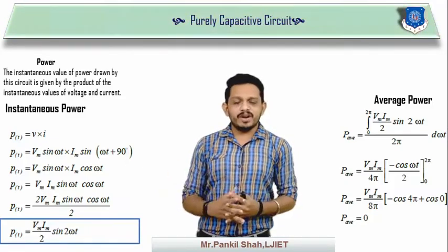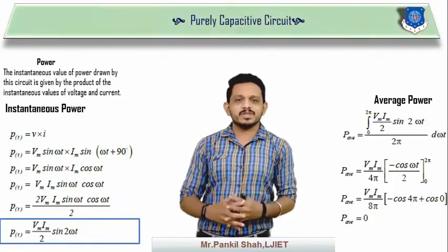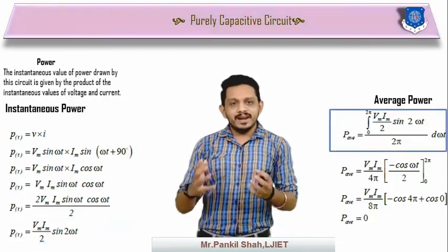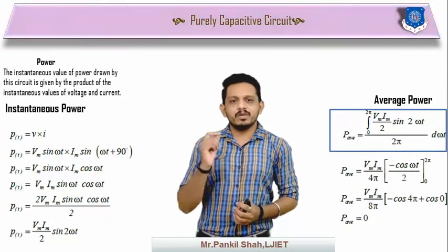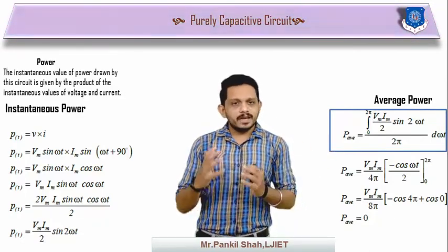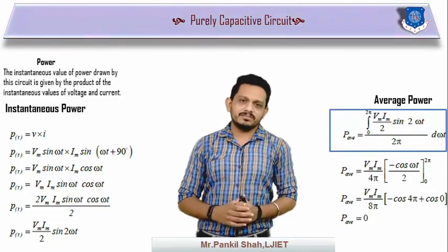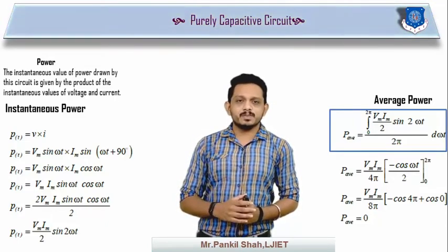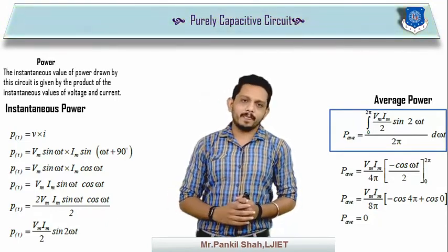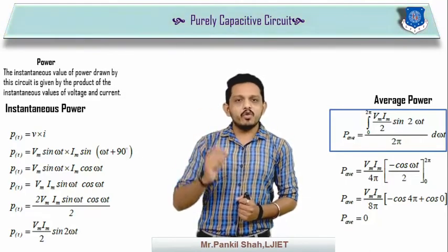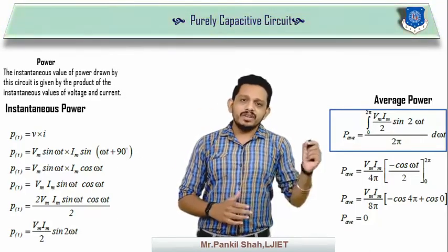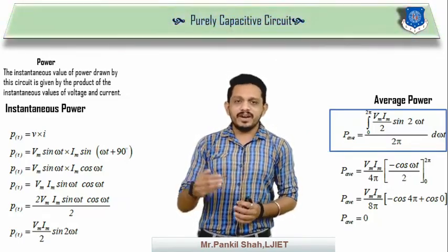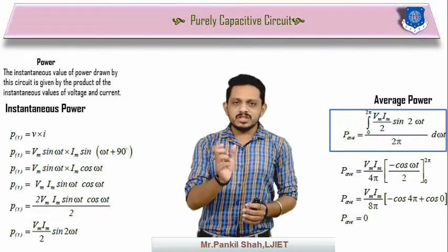But what if we want to find the average power consumed by this pure capacitive circuit over one complete cycle? For that, P average is equal to the integral of the instantaneous power. You want to find the power for one complete cycle, so you have to integrate the instantaneous power in the limit of 0 to 2 pi with respect to theta, divided by 2 pi. Why do we divide by 2 pi? Because we are finding the average power, and to find the average you must divide by the base.